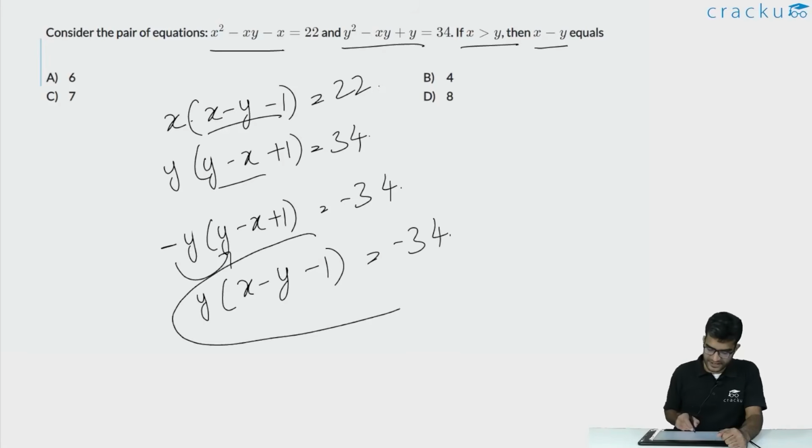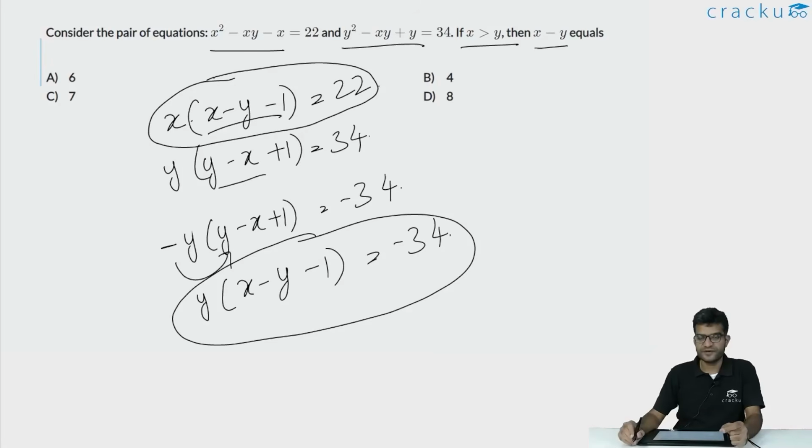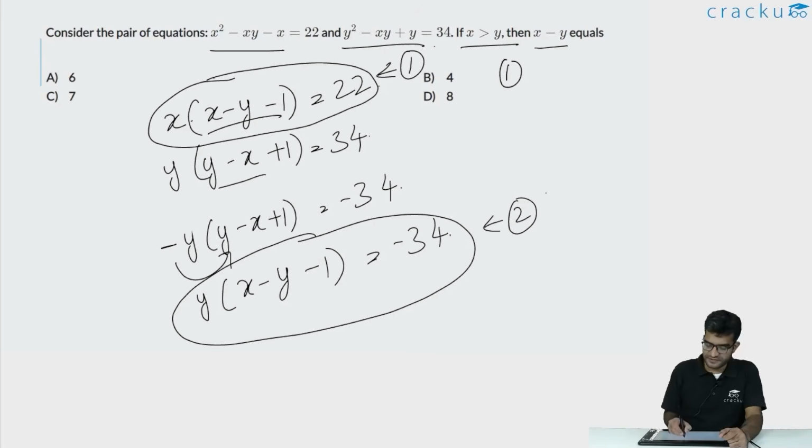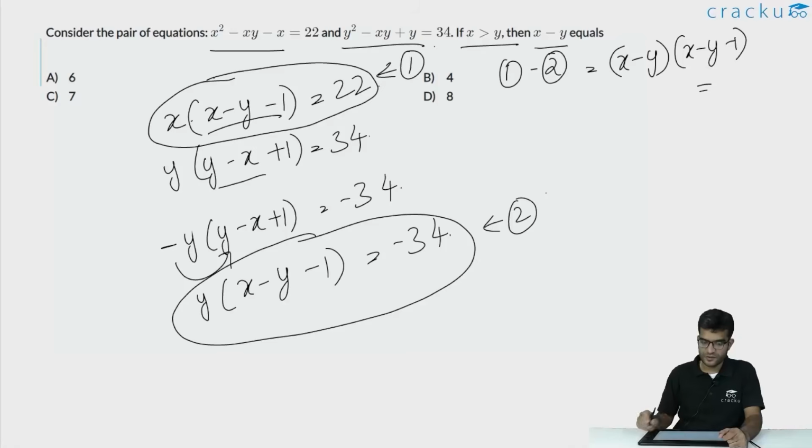Now if you are looking at this equation and this equation, both of them have x minus y minus 1 common. So if you assume that this is the first equation and this is the second equation, the first equation minus the second equation will be equal to (x minus y) into (x minus y minus 1) is equal to 22 minus of minus 34, which is 56, because that equals 22 plus 34.